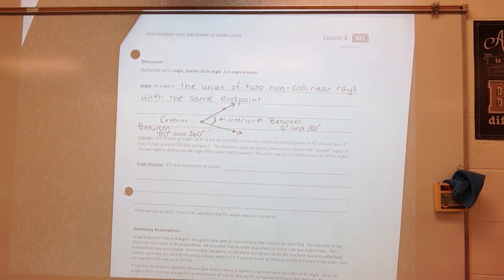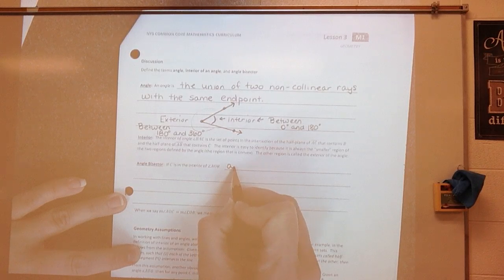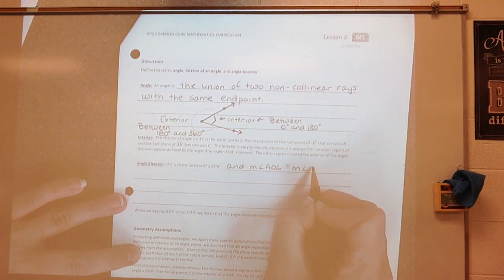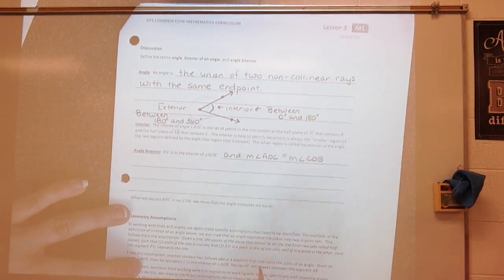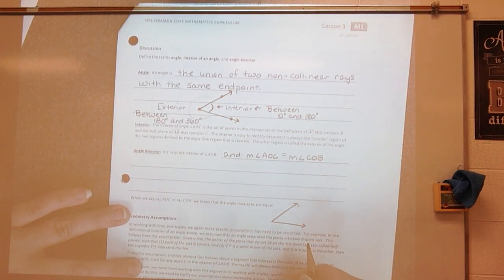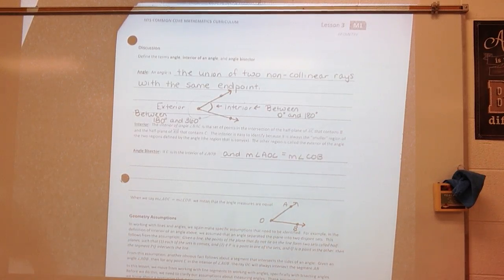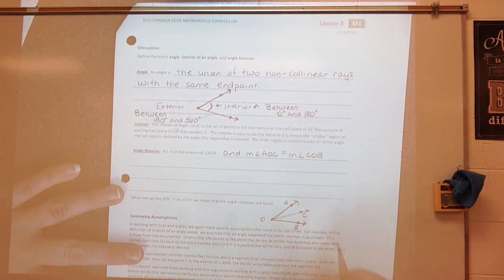An angle bisector. All right, let's talk about an angle bisector. If C is in the interior of angle AOB, and the measure of angle AOC is equal to the measure of angle COB. All right, so let's kind of draw this out. To me, I think pictures help. So I have angle AOB. And it says C is in the interior. So C is somewhere around in here, which means I can actually draw a ray.